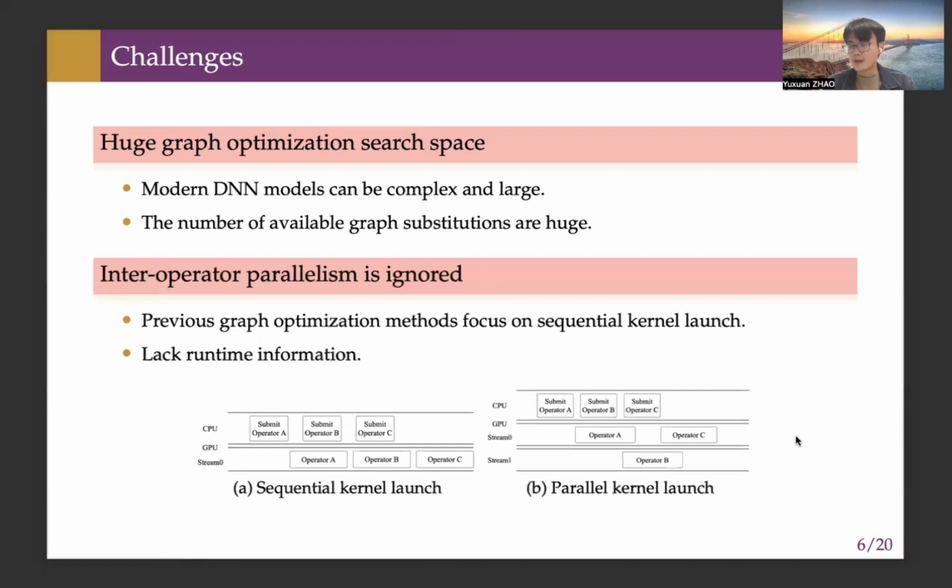Second, the inter-operator parallelism is usually ignored. Previous graph optimization methods assume the runtime system launches the kernels sequentially. Therefore, they optimize the performance by simply summing the execution time of each operator. Such a cost function is unreliable for the parallel kernel launch scenario, in which we can overlap the execution of operators. Directly adopting existing methods cannot achieve satisfying results on parallel kernel launch frameworks.